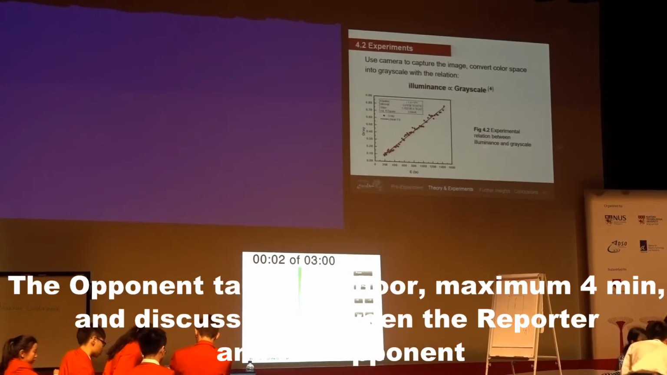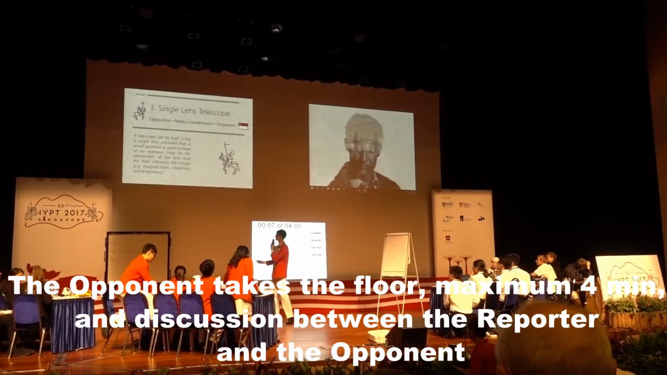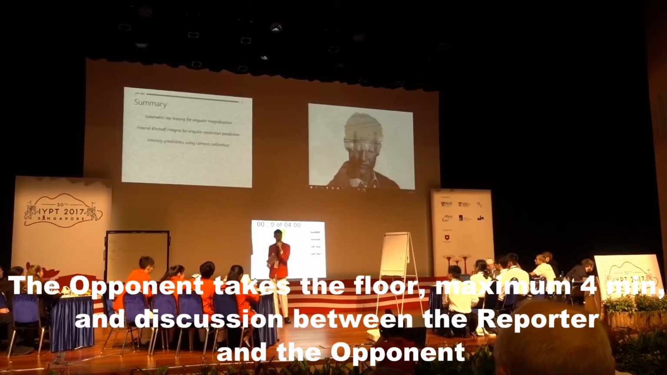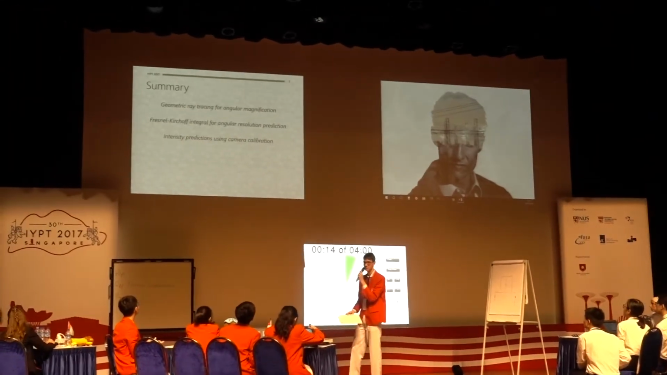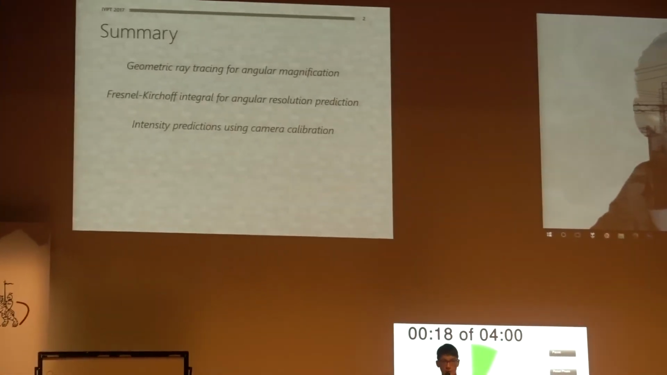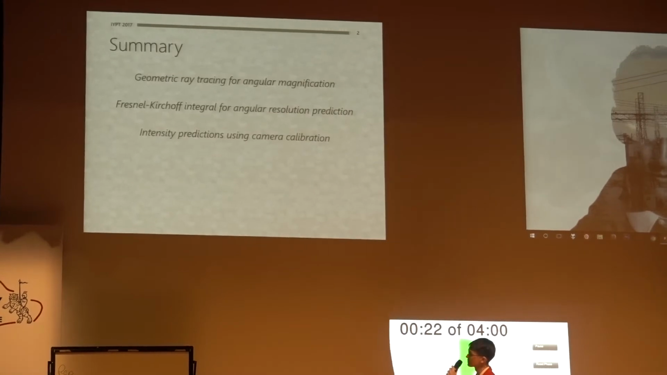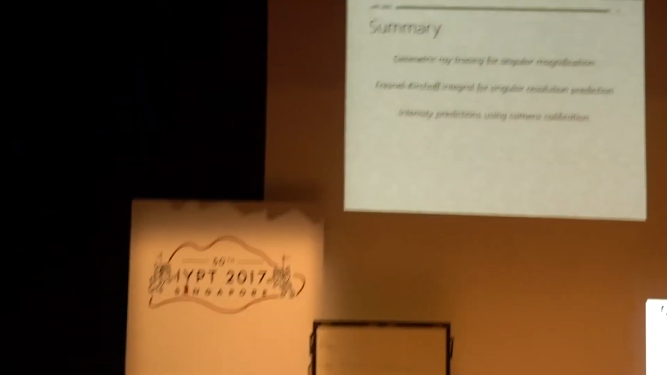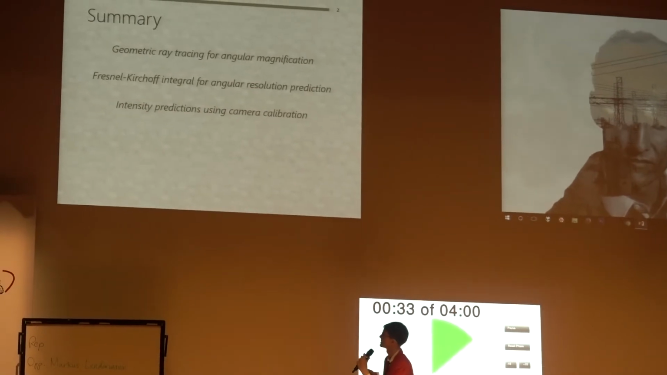3 minutes. I'll be providing an opposition on problem number 3, single lens telescope. First, I'd like to give a summary of the reporter's report. The reporter used geometric ray tracing to calculate the angular magnification by assuming the object to be located at infinity. Furthermore, the reporter gave some discussion on the usage of the Fresnel-Kirchhoff integral to predict the angular resolution of the telescope and the diffractive limits, and also provided some intensity predictions and measured them by calibrating the camera intensity.